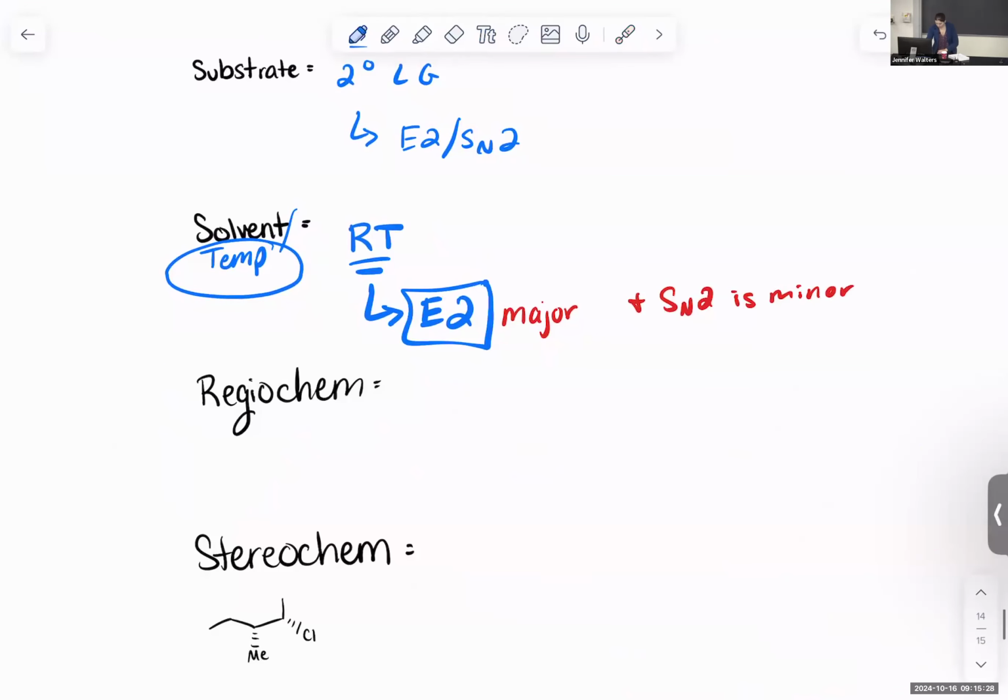So regiochemistry, we had said a non-bulky base. And so then that told us we're going to make our more substituted alkene. And what word do we use to describe that? We had Zaitsev or Hofmann. Which one? Zaitsev. Good.